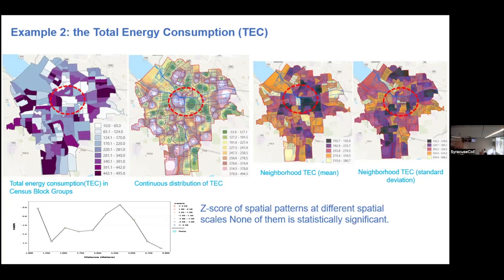Is there any spatial pattern of this data at these different spatial scales? This curve tells you some show a relatively stronger spatial pattern, some show less, but overall there are no spatial patterns at all because none of them are statistically significant. There's no spatial pattern for this data, no matter which spatial scale you aggregate your data at. And this is true because I created this data using a random process in the first place. Of course, there shouldn't be any spatial pattern here, right? I hope this example gives you the idea of the power of geospatial techniques and analysis.